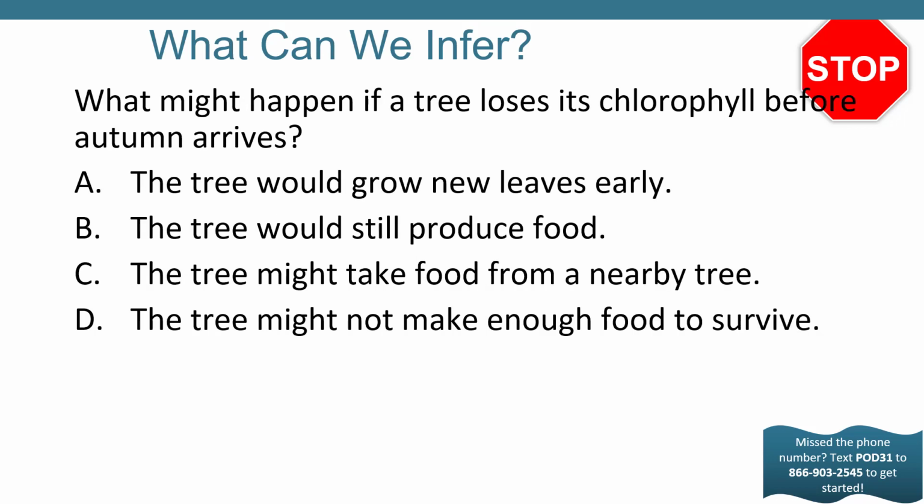Last question for the day, detectives. What might happen if a tree loses its chlorophyll before autumn arrives? A. The tree would grow new leaves early. B. The tree would still produce food. C. The tree might take food from a nearby tree. D. The tree might not make enough food to survive. Pause your video and send in your answer now.